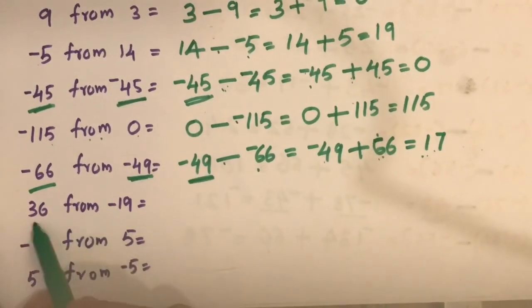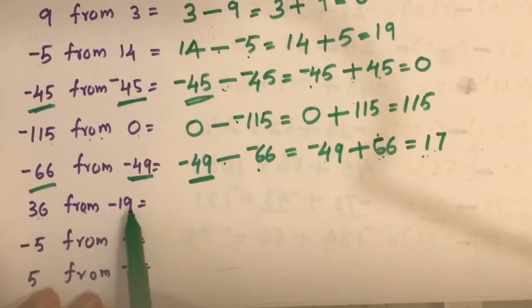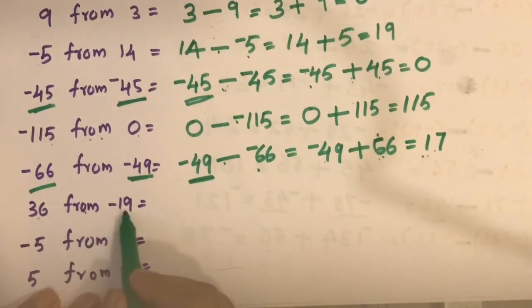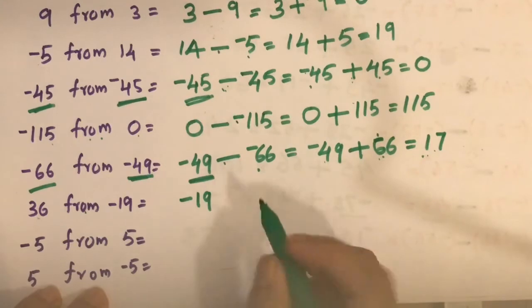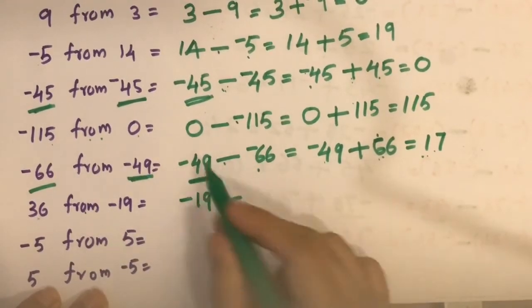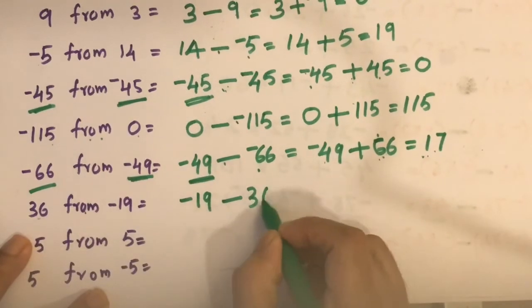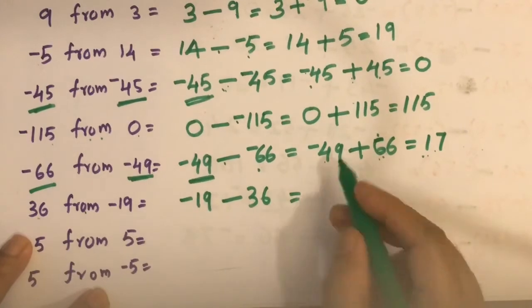Here, subtract 36 from negative 19. So write the integer after "from" first, that is negative 19. Then the operation is subtraction. Then write the second integer. We need to subtract these two now.